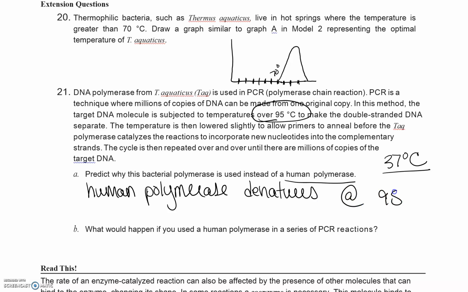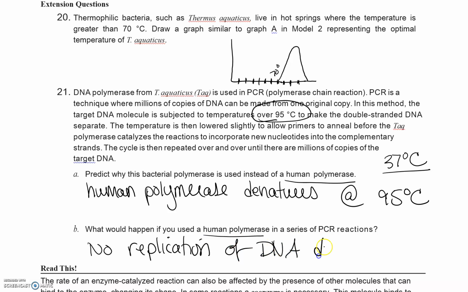at 95 degrees Celsius. So if we were to use this enzyme, would we have a reaction? No, because the polymerase would have denatured. So you would have no replication of DNA due to the denatured enzyme.